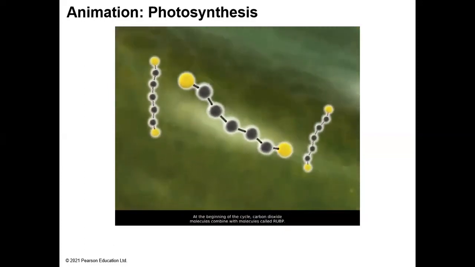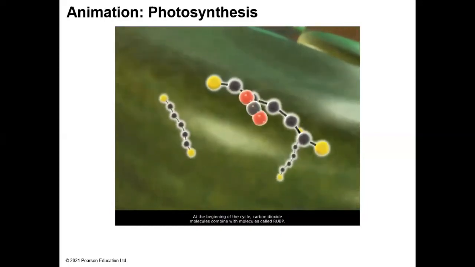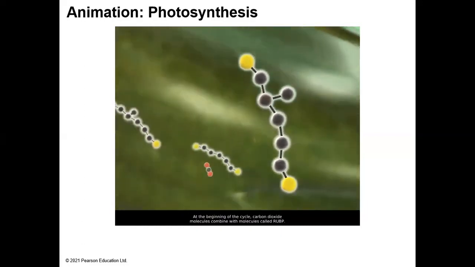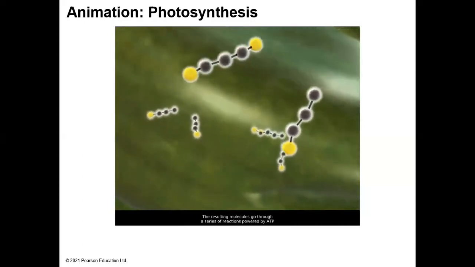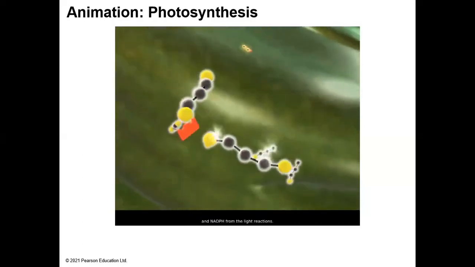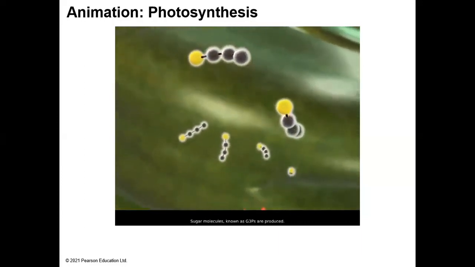At the beginning of the cycle, carbon dioxide molecules combine with molecules called RuBP. The resulting molecules go through a series of reactions powered by ATP and NADPH from the light reactions. Sugar molecules known as G3Ps are produced.